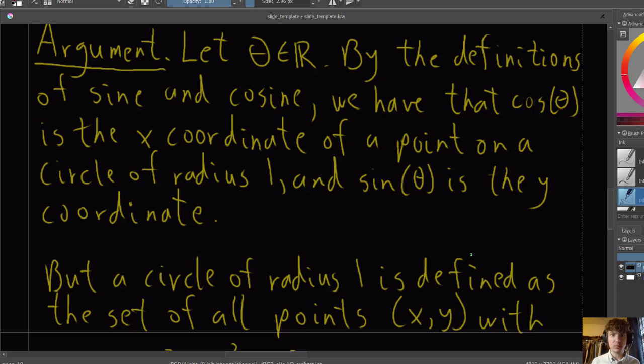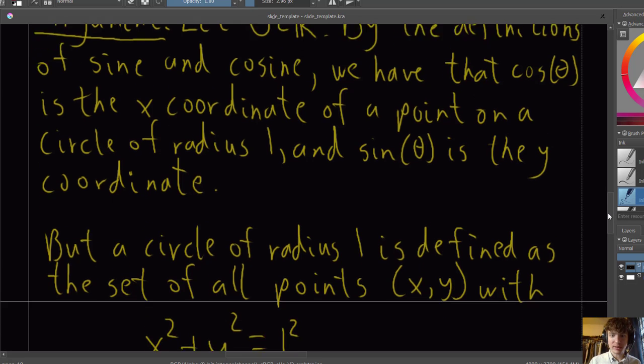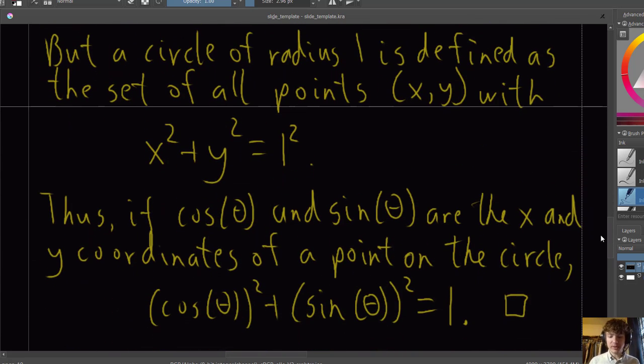Now I'm just going to rigorize what we said in the exploration part about the definition of a circle. So this is where we use the definition of a circle. A circle of radius 1 is defined as the set of all points x and y that satisfy this property, x squared plus y squared equals 1 squared, which of course is the same as 1. So here I appeal to the definition. And then finally we just conclude the proof by saying that, okay, if cosine theta, as we've said, is the x-coordinate of some point on that circle, and sine theta is the y-coordinate, then those must satisfy the definition of a circle, which means cosine theta quantity squared plus sine theta quantity squared equals 1.